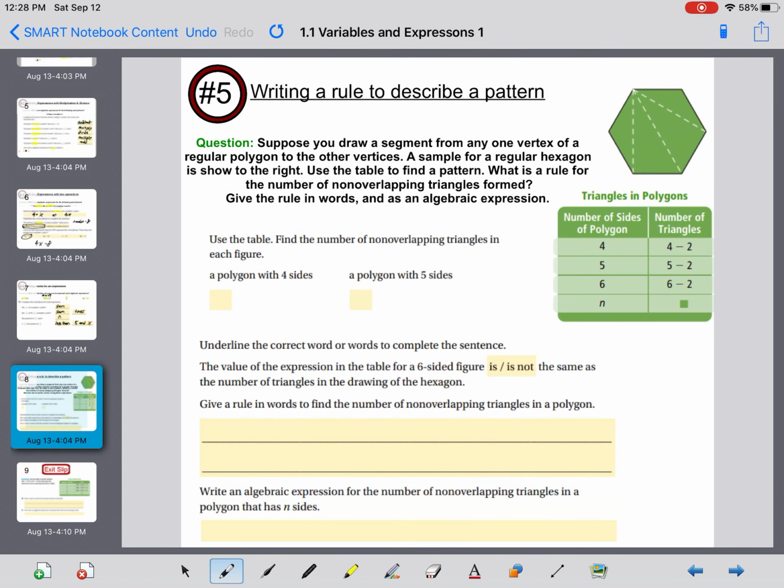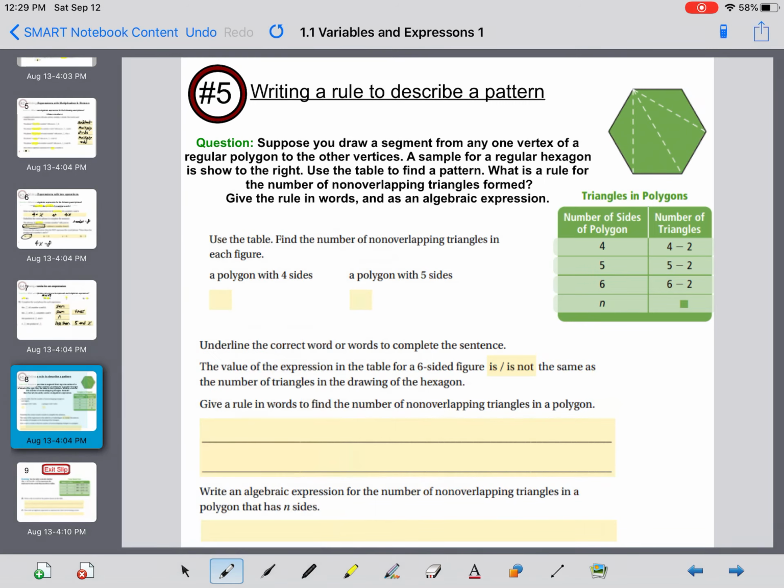Number 5, writing a rule to describe a pattern. Suppose you draw a segment from any one vertex of a regular polygon to the other vertices. A sample for a regular hexagon is shown to the right. Use the table to find a pattern, and what is a rule for the number of non-overlapping triangles formed. So we're trying to find some sort of pattern within this table on the right-hand side. Give the rules in words and as an algebraic expression.